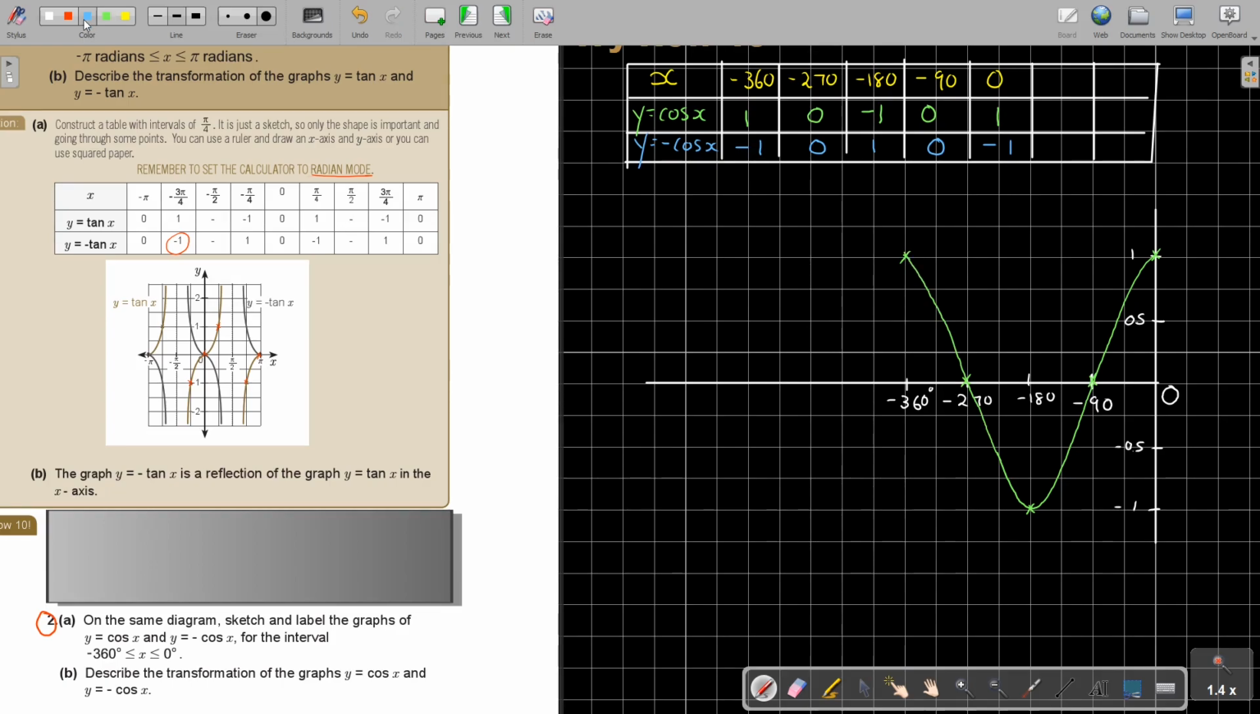Then this one was negative 360 and negative 1. And then also 0, and then negative 180 and 1, and negative 90 and 0, and then 0 and negative 1. And now it's just doing almost the opposite. Can you see it's a reflection?